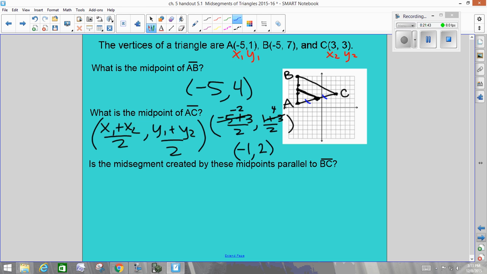The last part says, is this mid-segment, the one I just drew in there, parallel to BC? Sí, bueno, it should be, right? Based off of the theorem. How can we double check? Since we're on a graph, how could we double check?